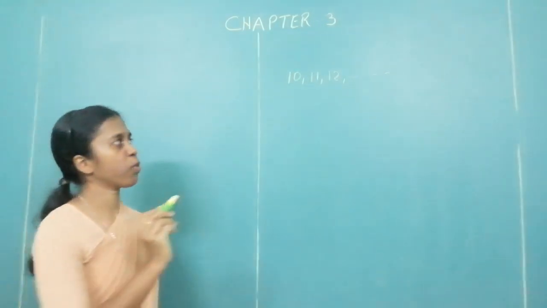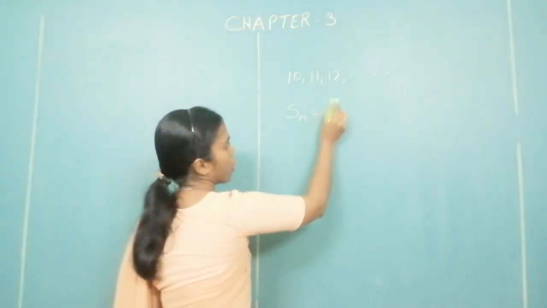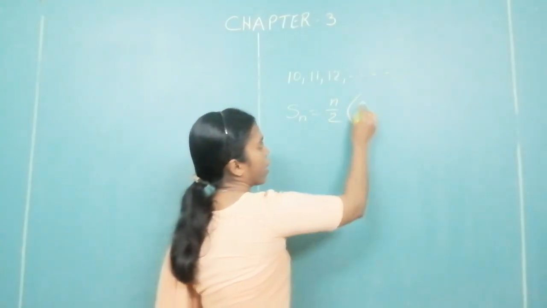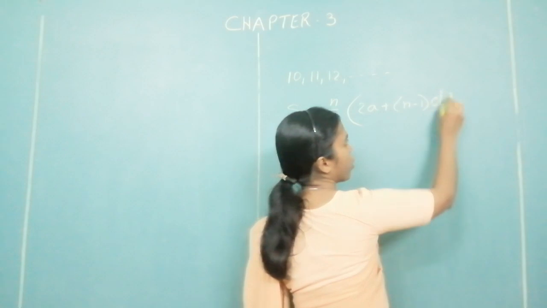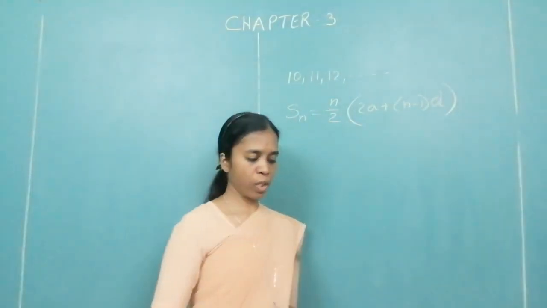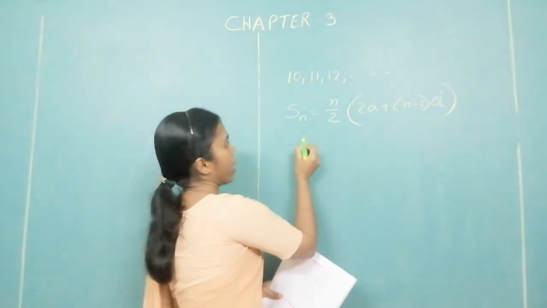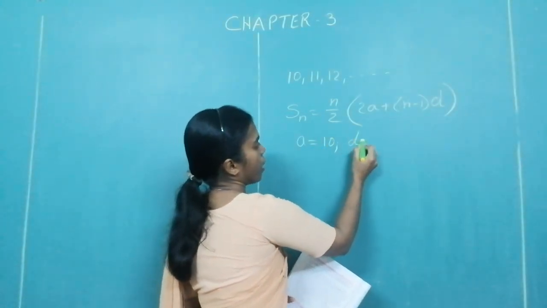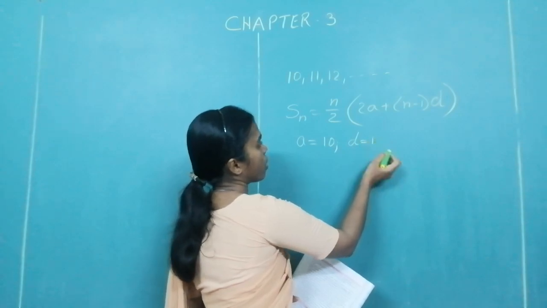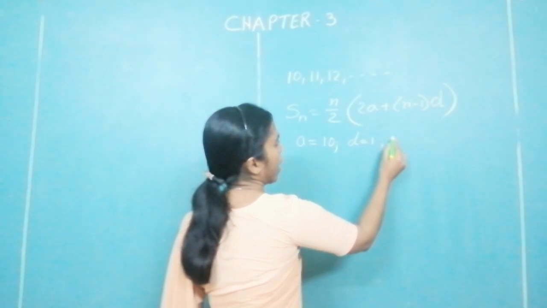And you know the formula for sum. What is the formula for sum? Sn is equal to n upon 2 bracket 2a plus bracket n minus 1 into d. This is the formula. Now check what is given to us. You know what is a? a is 10. What is d? d is 11. Sorry, d is 1, T2 minus T1.